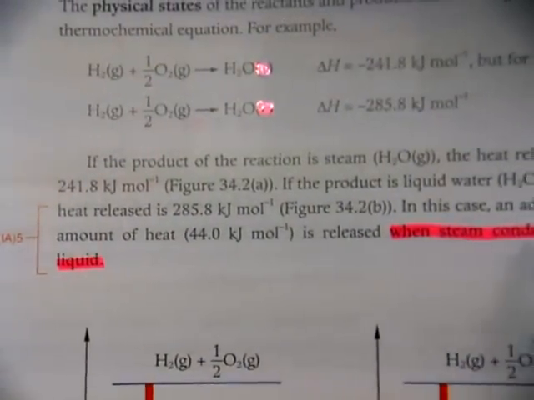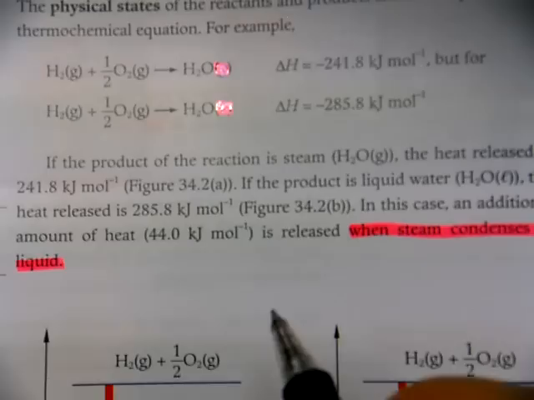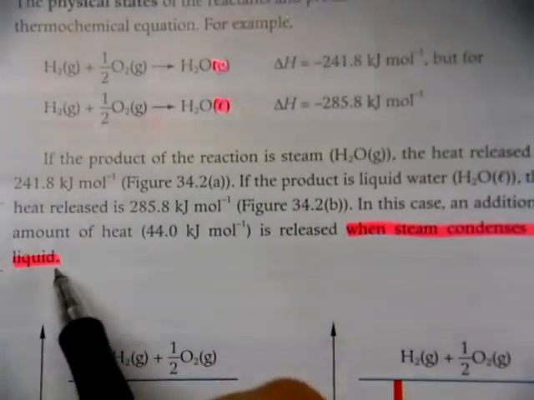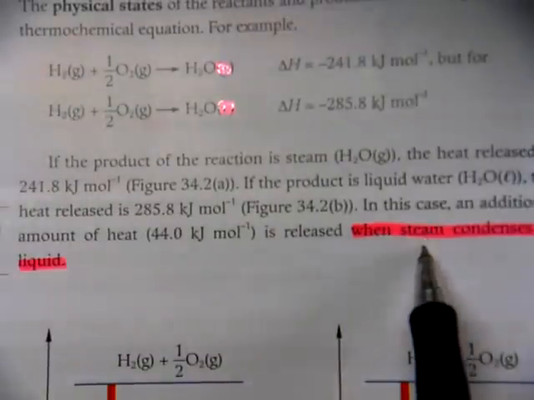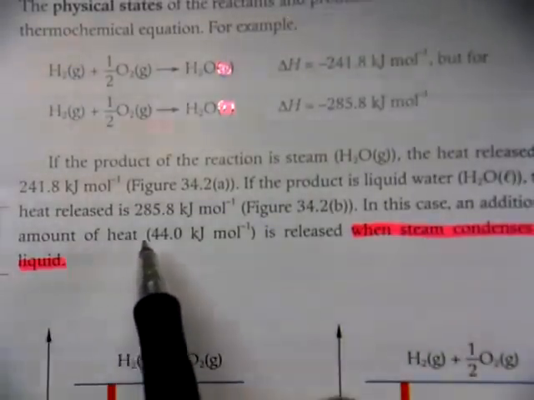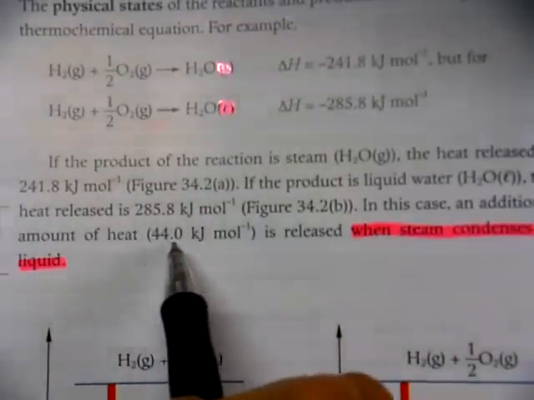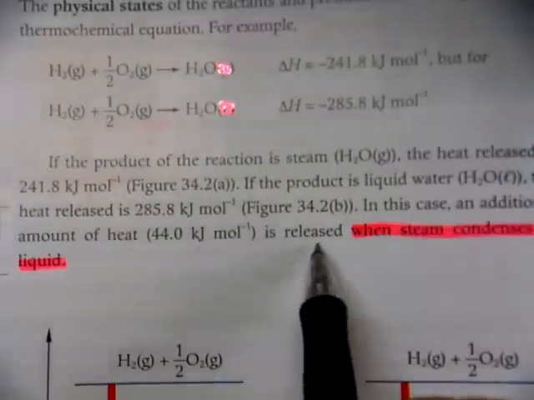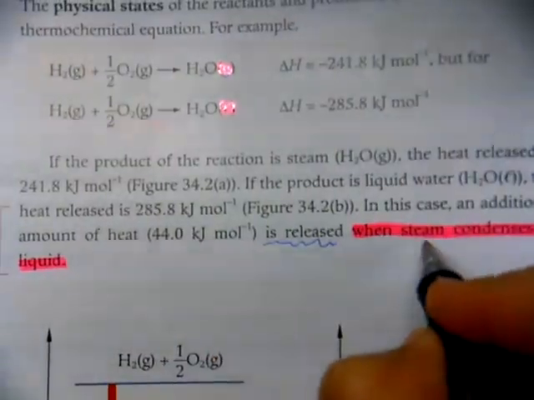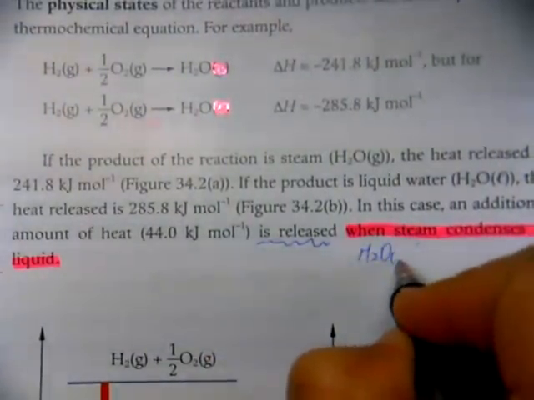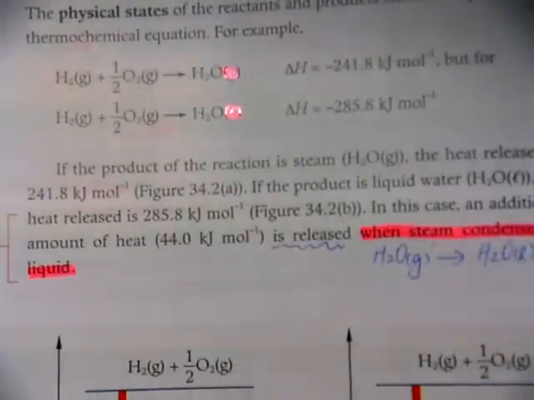Now, when steam condenses to liquid, do you remember? Is it an exothermic or endothermic process? You may consider from liquid to steam. Liquid to steam is endothermic. Therefore, steam condensing to liquid is exothermic. So 44 kilojoule per mole of energy is released. Do you understand? From steam, gas condensed to liquid water.